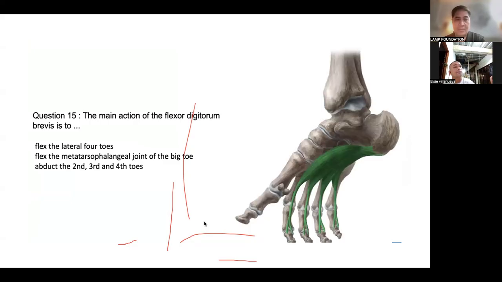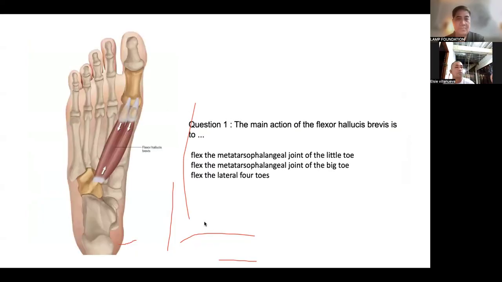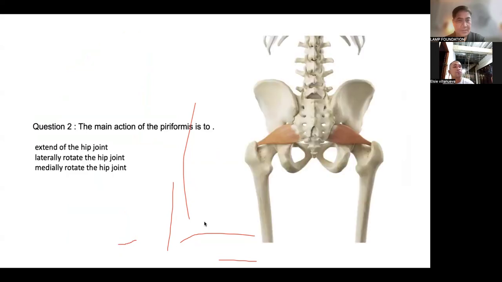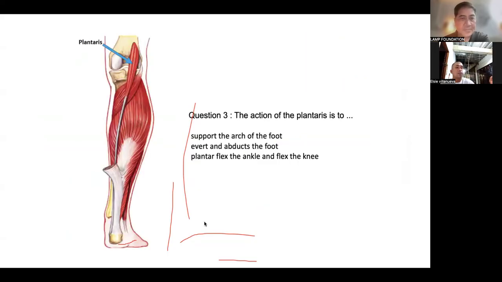Main action of flexor digitorum brevis. Flex the lateral four toes. Main action of flexor hallucis brevis. Flex the metatarsophalangeal joint of the big toe. Main action of piriformis. Laterally rotate the hip joint.